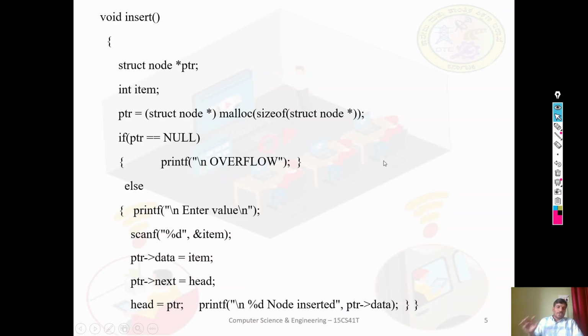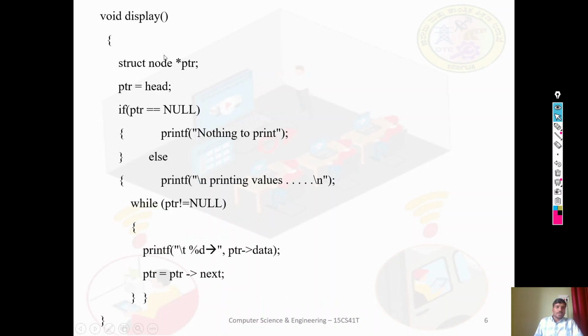Here we are creating the node. Then display whatever list is created. Compare pointer to null. If it is null, then there is nothing to print, else print the values. Pointer is not equal to null; until it becomes null, keep on printing the pointer data values. Then pointer equal to pointer next, traversing it.